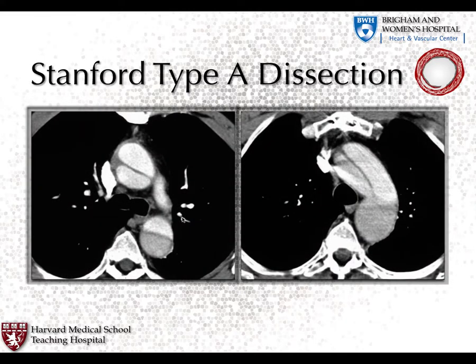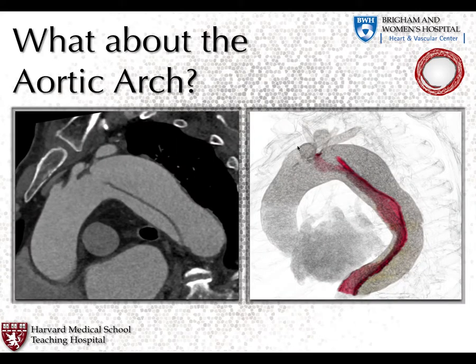Here's an example of a type A. Here in the arch, we don't know at this level, but here, this flap should be involving the ascending aorta at that level because here we're below the pulmonary artery. This is a great slide that Elizabeth George put together, actually. She segmented the flap here, which is kind of cool.